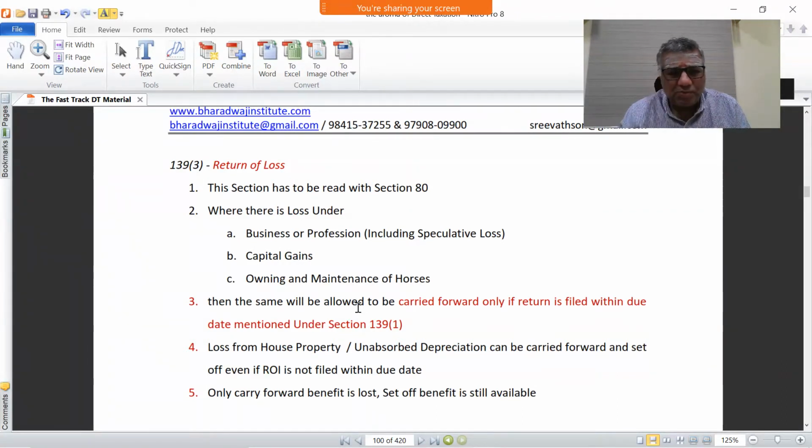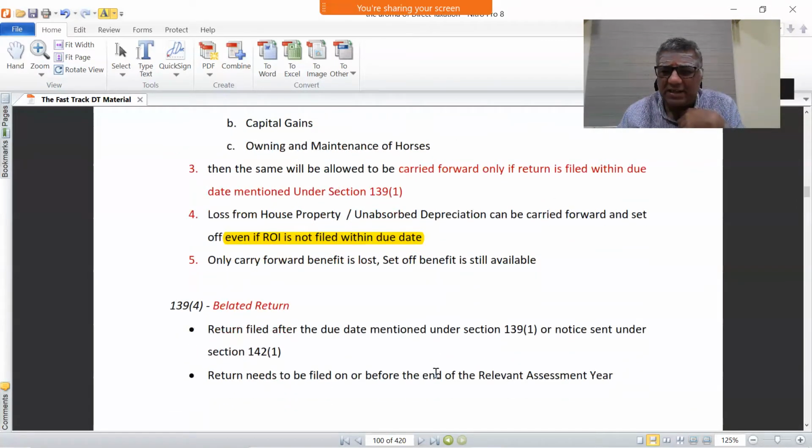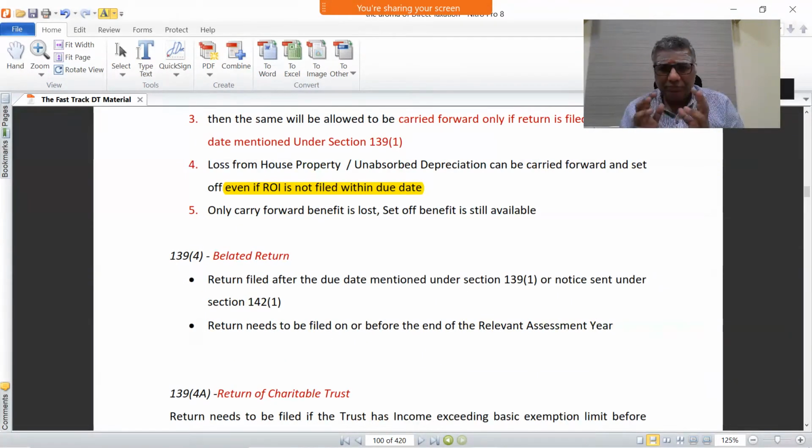However, loss from house property and unabsorbed depreciation can be carried forward and set off even if return of income is not filed. I need not even write due date. Even if it is not filed, you can carry forward. Remember, you only lose the carry forward benefit and not the set off. Set off is still claimable. So we have these due dates.